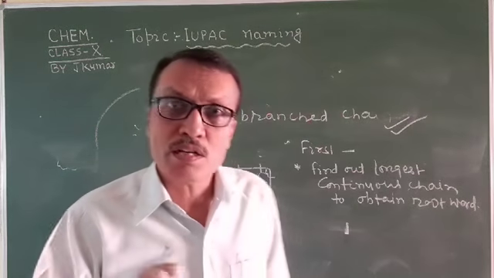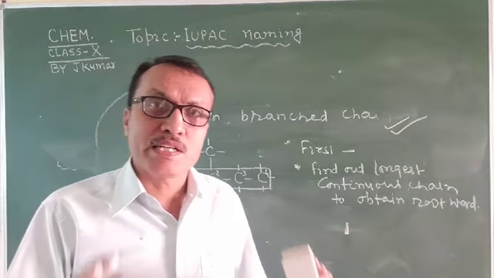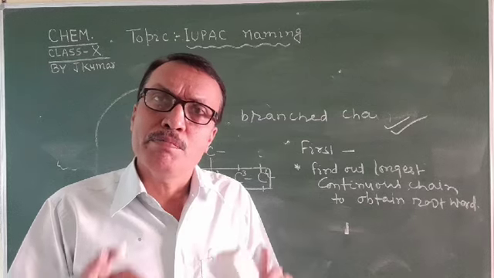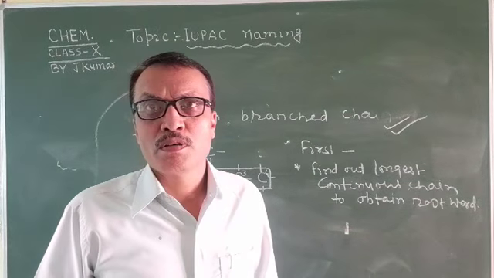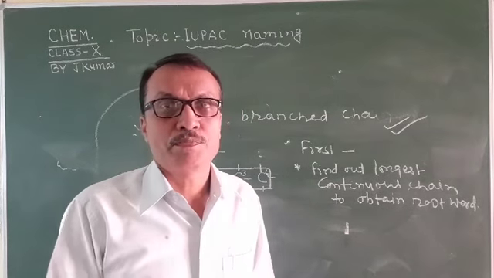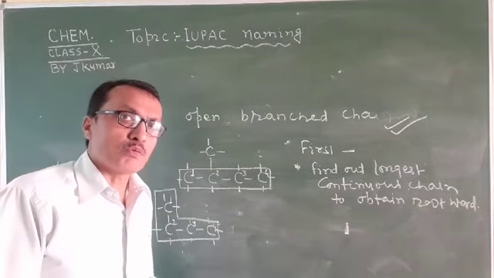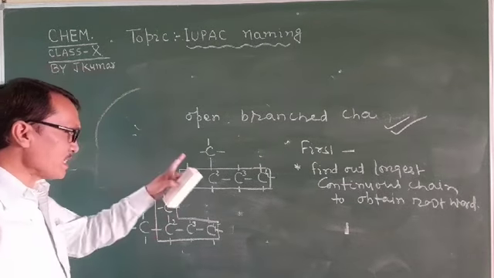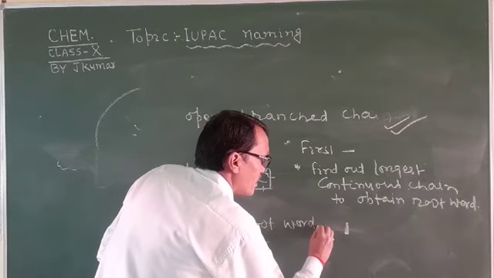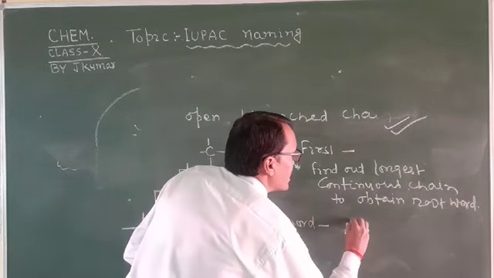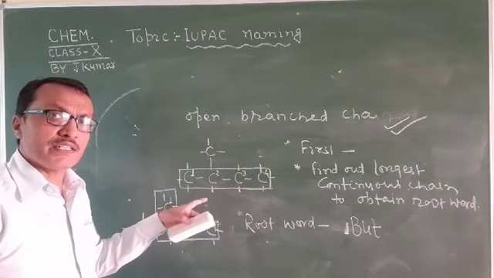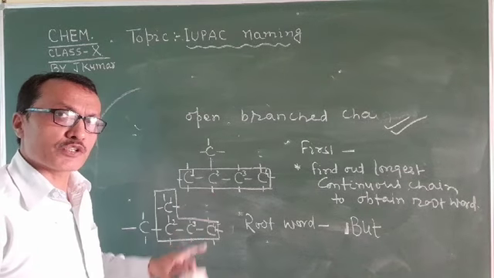So what you learned here, in open branched chain case, first we have to find out the longest continuous chain, and the chain may be from either side. From any side you are free to choose the longest continuous chain, and that longest continuous chain will provide us a root word. So students, in this case, 4 carbons, so the root word is but. Root word but, as 4 carbons are in the open continuous chain.